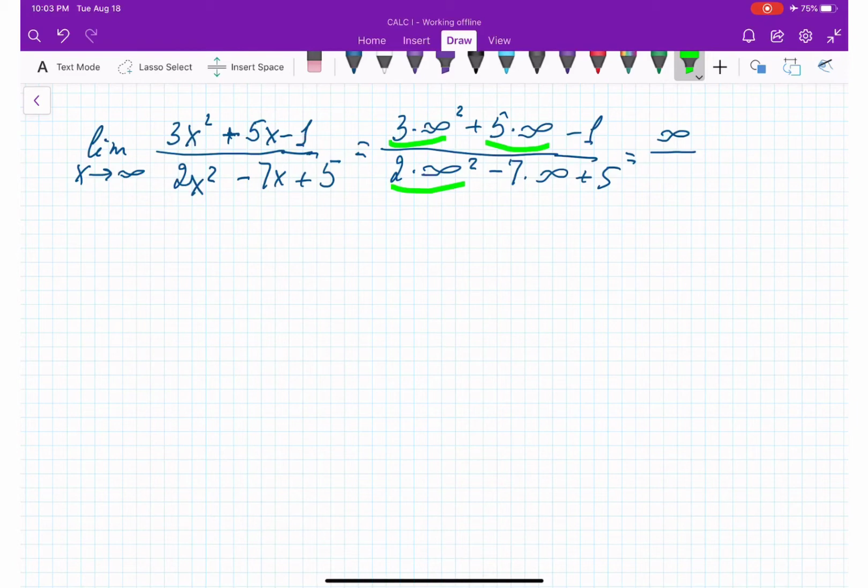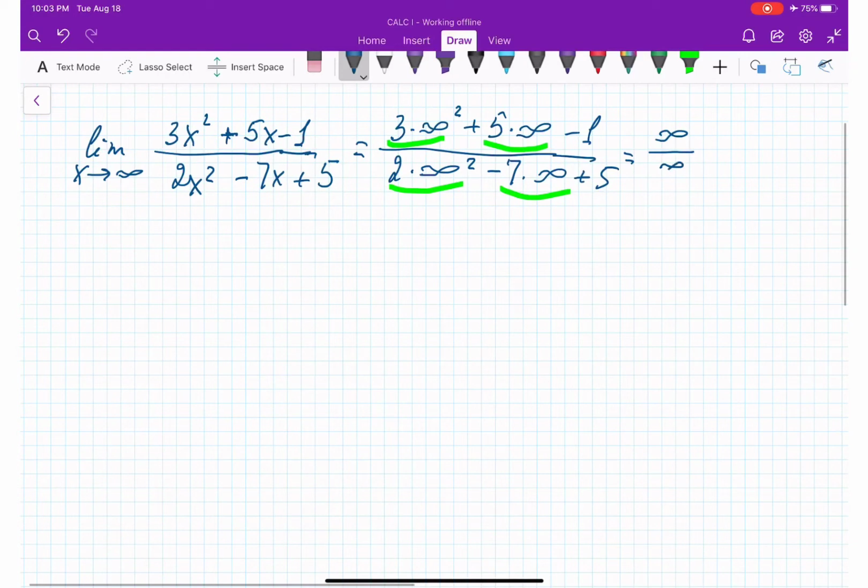Next, 2 times infinity squared is going to be infinity squared. It's too big. And minus 7 times infinity is going to be infinity. So infinity squared minus infinity, we are going to get infinity, right? Same infinity. And plus 5, we don't need to count anymore. So we get infinity over infinity. It's the case we are going to receive. So let's see what we can do with infinity by infinity.